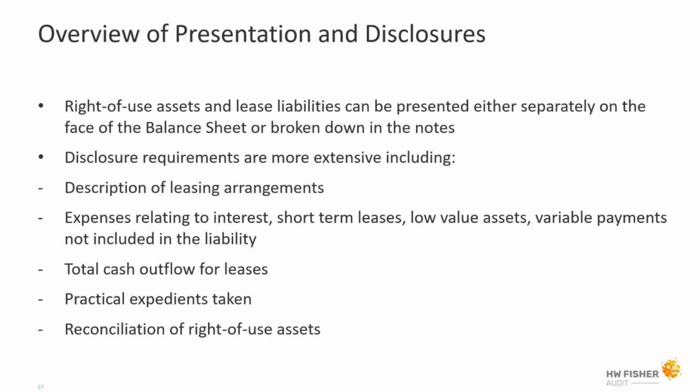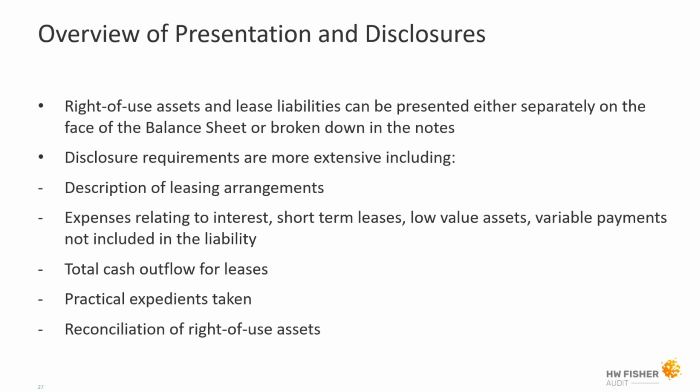So as I say, right of use assets and lease liabilities, you can either create them separately on the balance sheet, or have them broken down in the notes. There are going to be a lot more extensive commentary needed for this. So a description of the lease arrangements, and the practical expedients taken. Have you classified everything as a class of assets? What class of assets have you taken those expedients over?